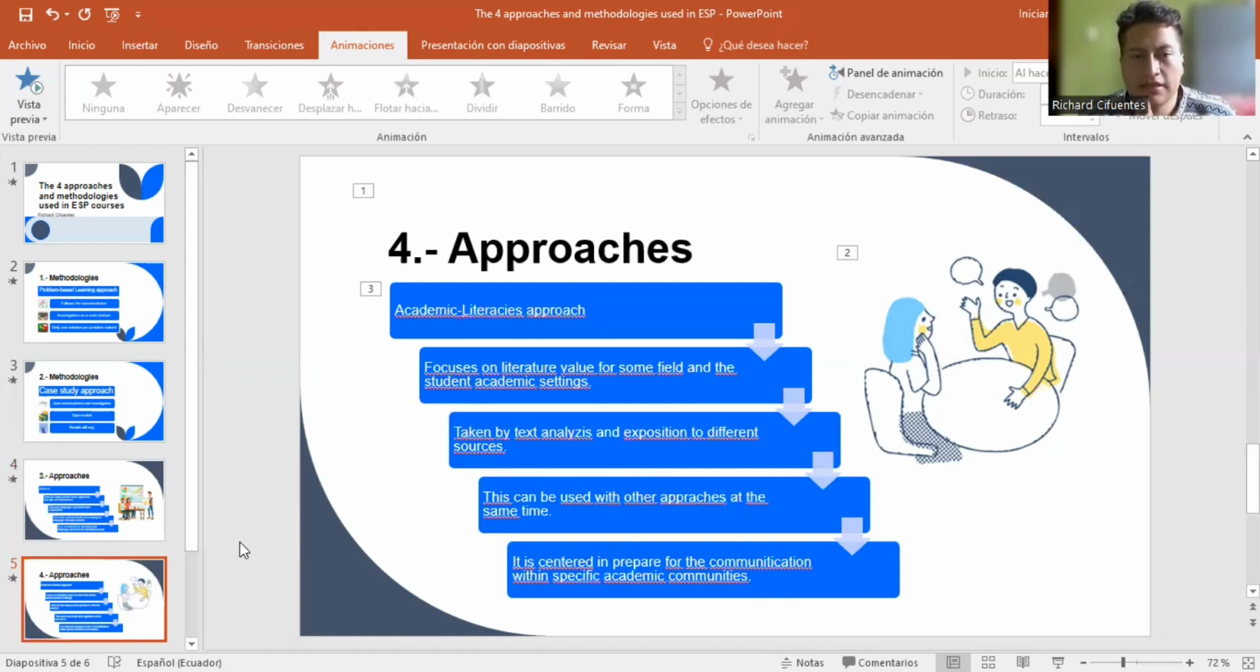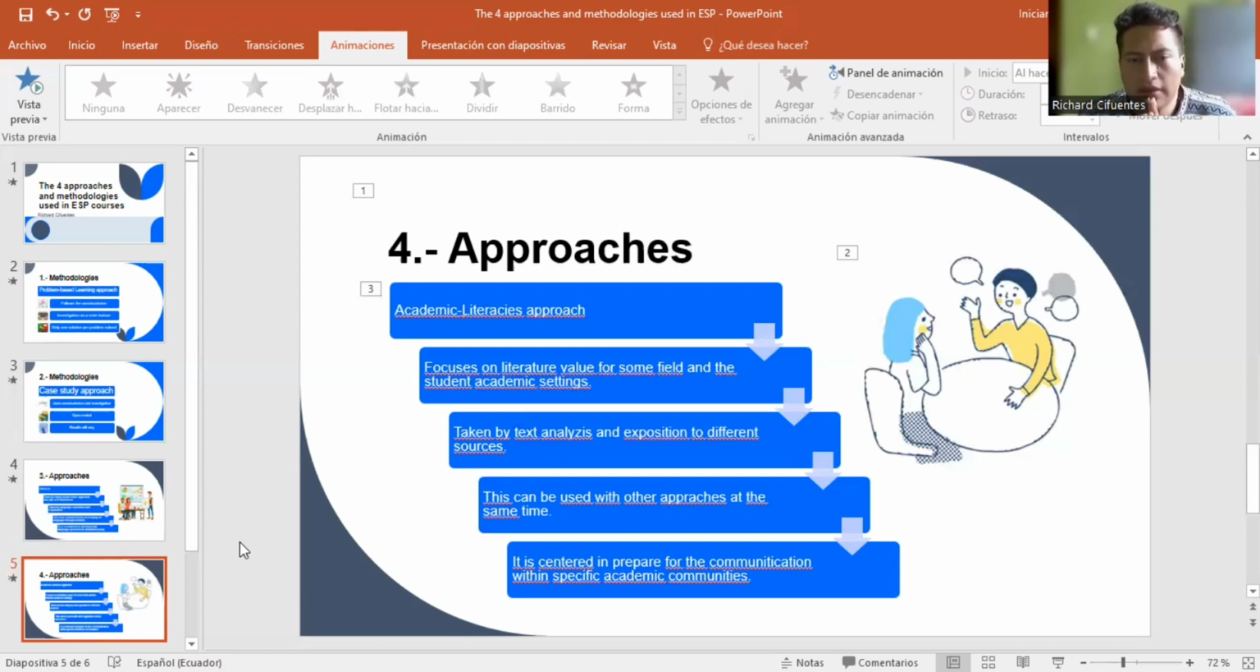Okay, and this approach focuses on the value of literature, not a specific field, but is more to improve academic settings and to generate in the student the idea of what will probably happen in the academic field that they would like to improve, okay, or they would like to understand for service purposes or for future services. I don't know.